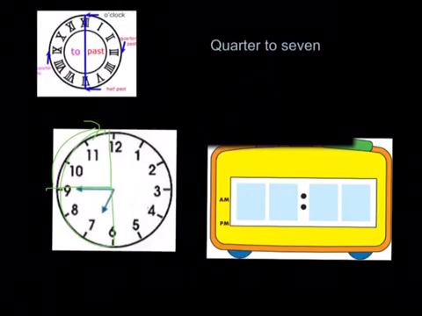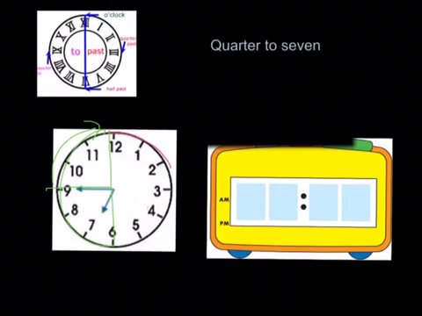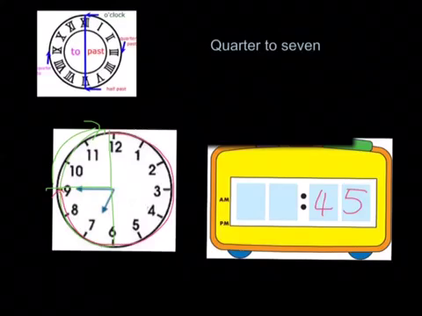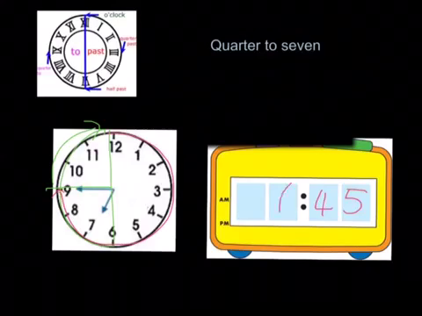Remember how I just explained that the minute hand has travelled 45 minutes around the clock, so we know that it's going to be 45 minutes past something. So now, what has it gone past? It hasn't gone past the 7, because it's in between the 6 and the 7. It's actually gone past the 6. So that's how it would look on a digital clock.